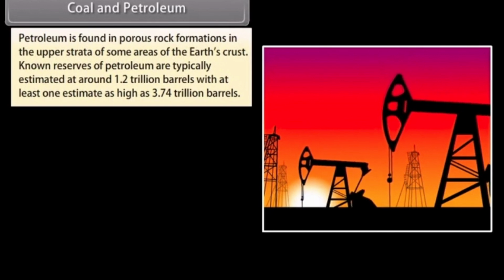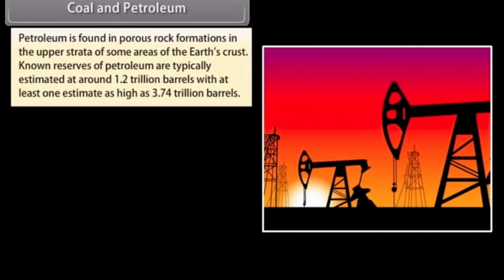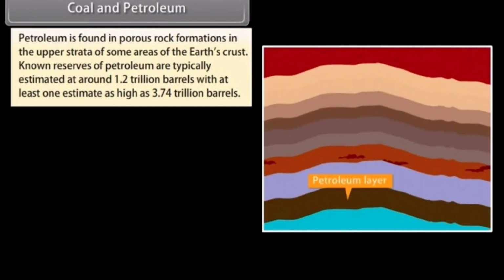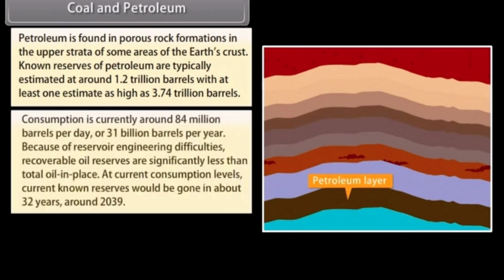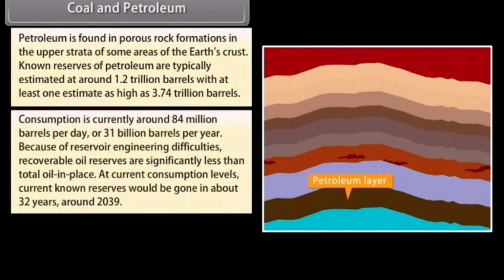Petroleum is found in porous rock formations in the upper strata of some areas of the Earth's crust. Known reserves of petroleum are typically estimated at around 1.2 trillion barrels, with at least one estimate as high as 3.74 trillion barrels. Consumption is currently around 84 million barrels per day or 31 billion barrels per year. Because of reservoir engineering difficulties, recoverable oil reserves are significantly less than total oil in place.